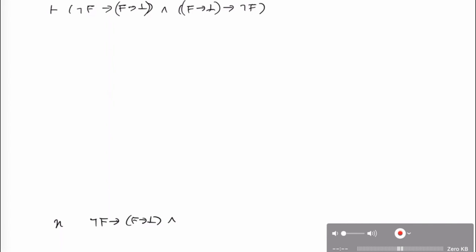So in this problem, you are given not f implies f implies bottom, and f implies bottom. Okay, so how do we prove this? Again, this has the form of the... actually, I already replaced the two-way implication with the conjunction of two one-way implications. So the last thing that we need to write here is the line that we wanted to prove.